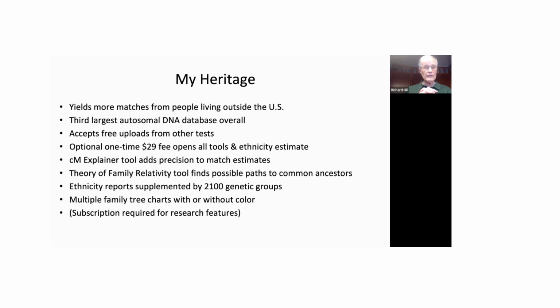They have a tool called Centimorgan Explainer, which adds some precision to the match estimates. They have a thing called Theory of Family Relativity. This tool will find possible paths to your common ancestors. Their ethnicity reports are supplemented by 2,100 genetic groups, and they have multiple family tree charts with and without color. Again, like Ancestry, they are a subscription service for genealogical records, and you need that for the additional research features.